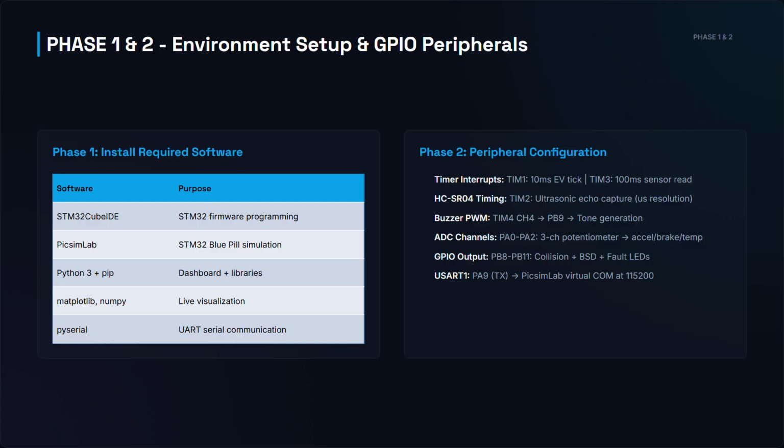Phase 1 involves the installation of the required software. I've listed very few, there are other softwares also. The main one is STM32 Cube IDE for the firmware programming.